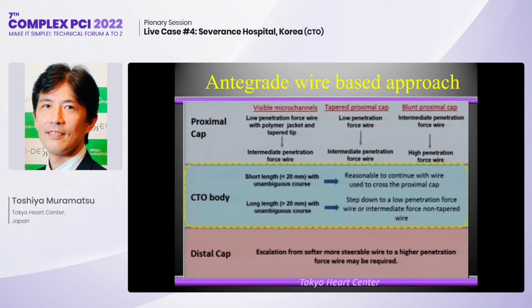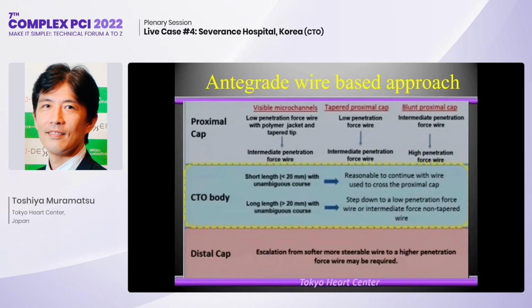Antegrade wire-based approach. The anatomy of the CTO region is important: the proximal cap, the CTO body and the distal cap. For the proximal cap, if there are visible microchannels, we choose a tapered polymer jacket wire and step up to an intermediate wire. If the proximal cap is tapered, we choose a low penetration force wire and step up to an intermediate penetration force wire. If the proximal cap has a blunt type, we choose an intermediate wire at first and step up to a high penetration force wire.